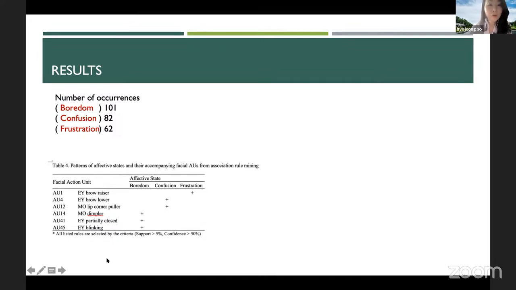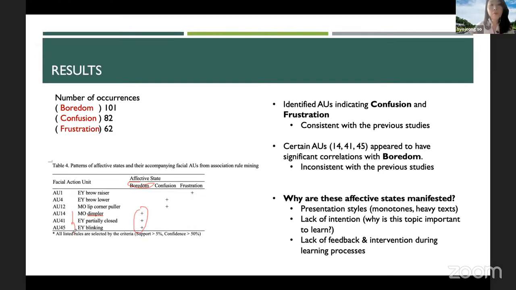And through this research, we also found that certain AUs were significantly correlated with a certain affective status. For example, boredom, we can pretty much indicate through these kinds of AUs. Comparing our research findings with the previous research, for confusion and frustration, the AUs that we found are quite consistent with the previous studies. So in a way, we can assume that these indicators are quite universal across different cultures.